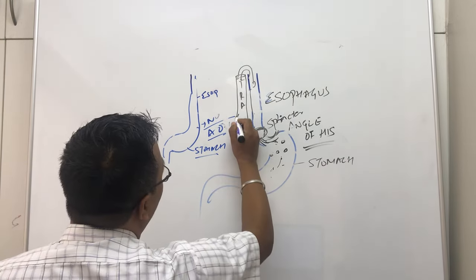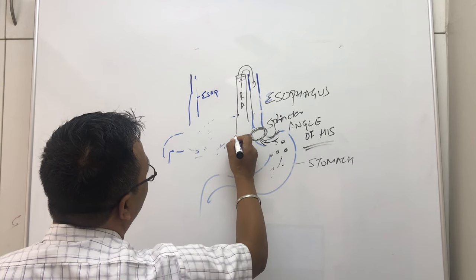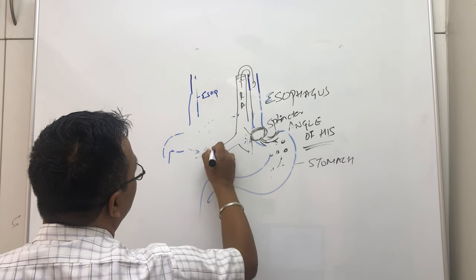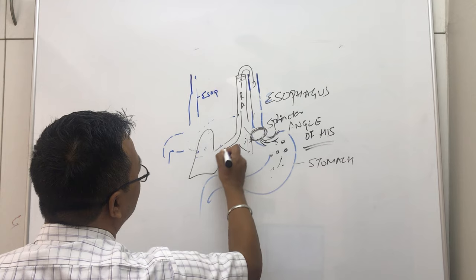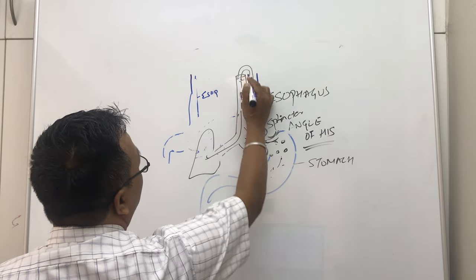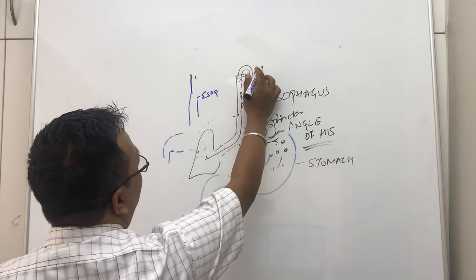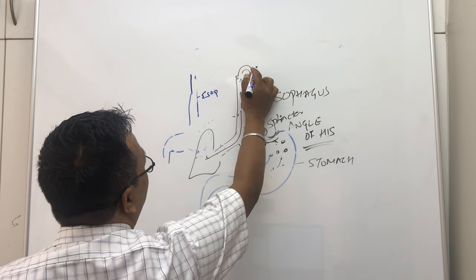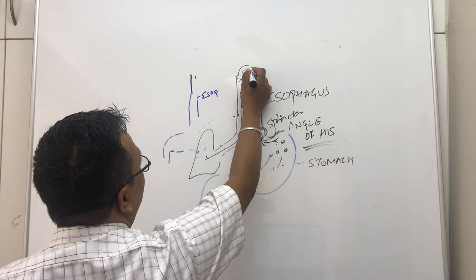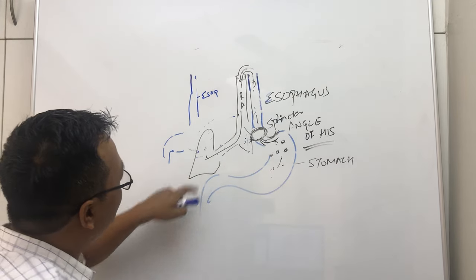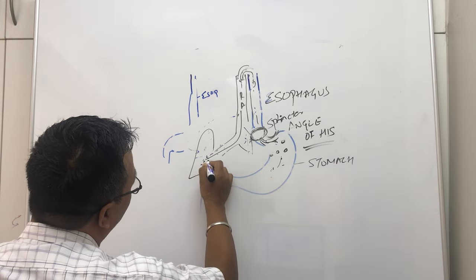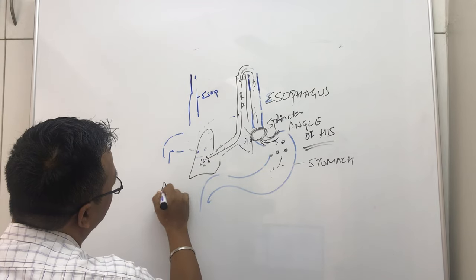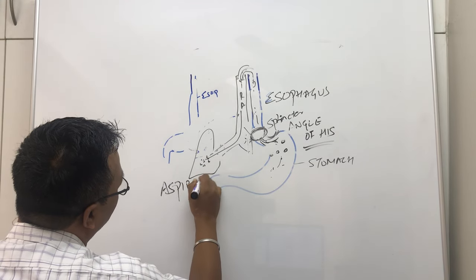They can go to the lungs. So these food particles can go here because of this closeness. When it goes up, there is a particular place where they lie very close, and it can immediately go this way. The food particles can go to the lungs and cause infection. We call it aspiration pneumonia.